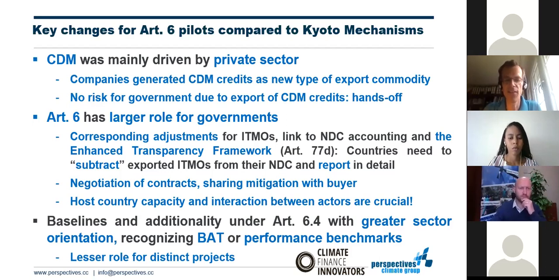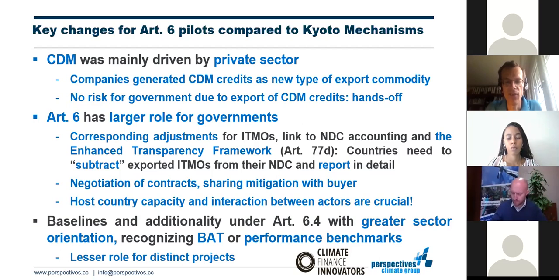Under Article 6, of course, the role for governments is much larger than under the CDM, because now you have the need for the corresponding adjustment, meaning the government needs to do bookkeeping and needs to understand what are the underlying costs of the mitigation. And as has been discussed by Tim, of course, that means that the government needs to now plan carefully what is to be exported and what shall be kept in the country itself.